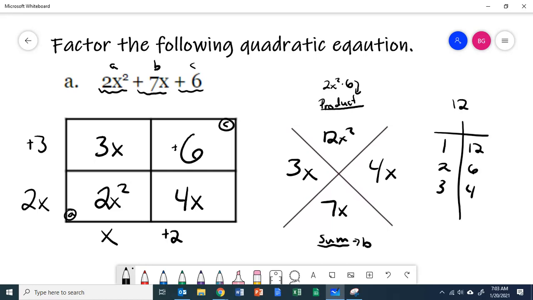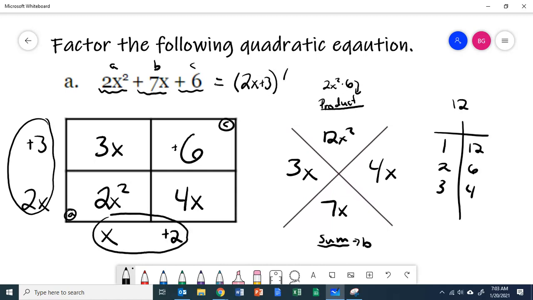So now we just need to write out the answer. Looking at this left-hand side first, I'm going to have 2x plus 3 times, what is my bottom part? Well, that is x plus 2. X plus 2, and that would be my answer. That's what it factors out to. So that highlighted part is what it factors out to: 2x plus 3 times x plus 2.